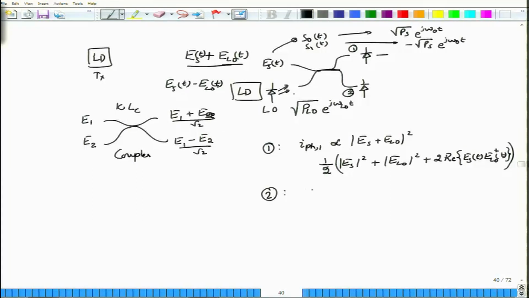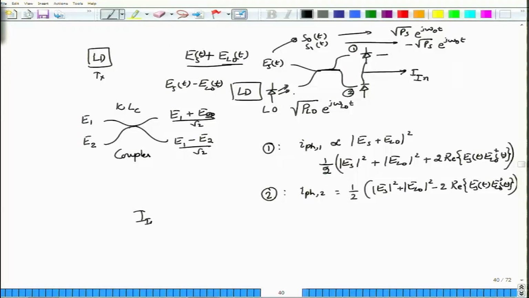Then the output of the second one, as you can easily guess, will be equal to half Es magnitude square plus ELO magnitude square minus 2 real part of Es of t ELO conjugate of t. So except for the minus sign here, these two expressions are essentially the same. Now what I am going to do is connect these two and take the current, which I will call I with a subscript I. You will soon see why I put a subscript of I, or if you want I can put I in. So I will tell you what I in is.